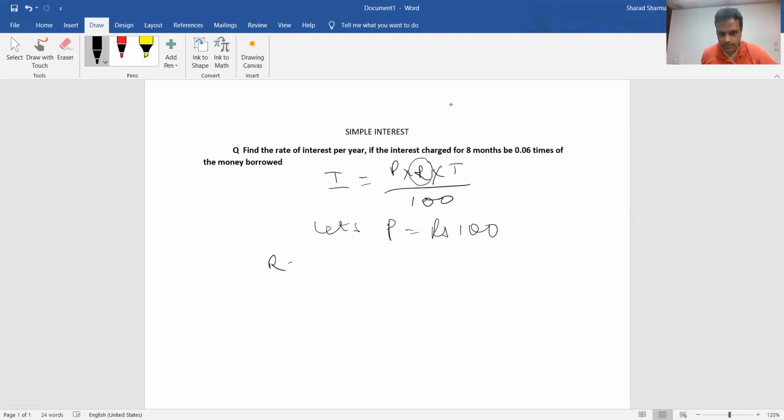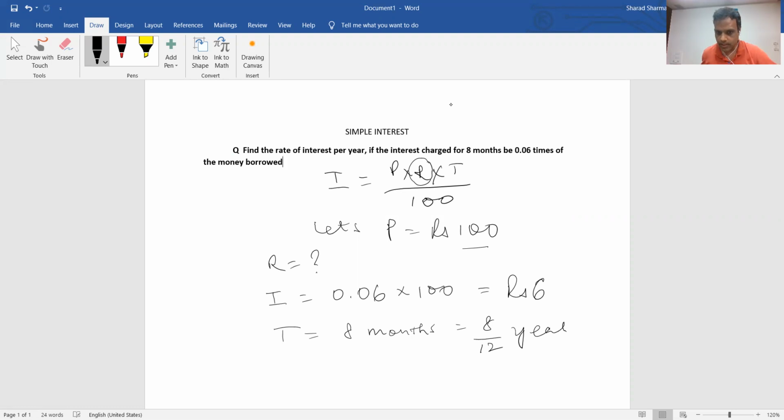We have to find out rate. Interest is given. Interest charged is 0.06 times of the money borrowed, which we have assumed 100 rupees, right? So if I multiply both, I get rupees 6. This is the interest which the person is paying if he has borrowed 100 rupees. Now, is the time given? Yes, time is also given, 8 months, which is nothing but, in years, 8 upon 12.